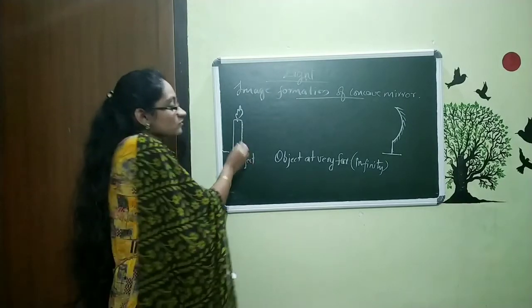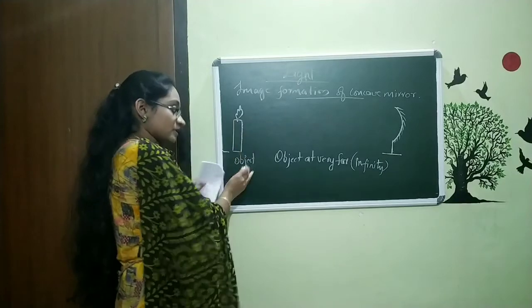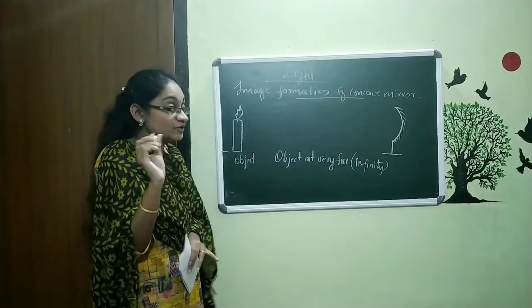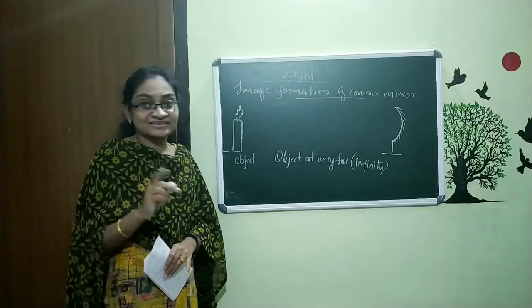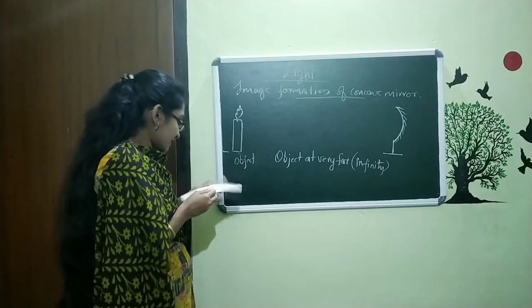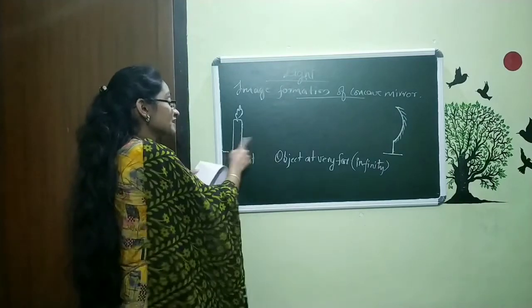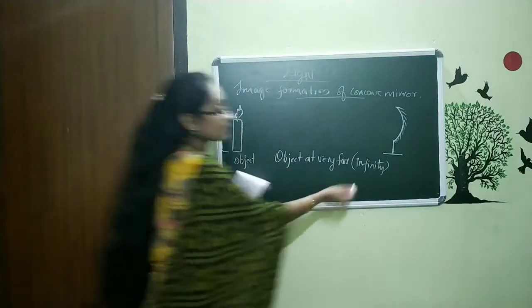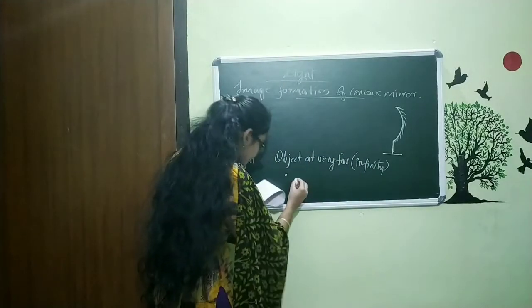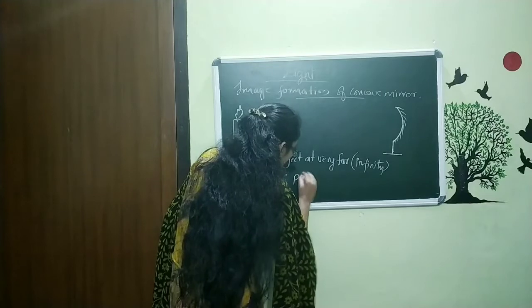Actually it has a particular name and the image will form at a particular point. Everything is there, but you will study this in detail in your 10th standard. Now you are only studying the outline of this. So we can say that when we place the object very far, that means at infinity, we will get the image in point size.